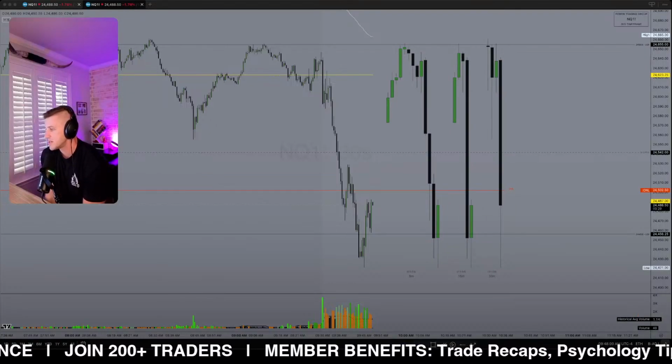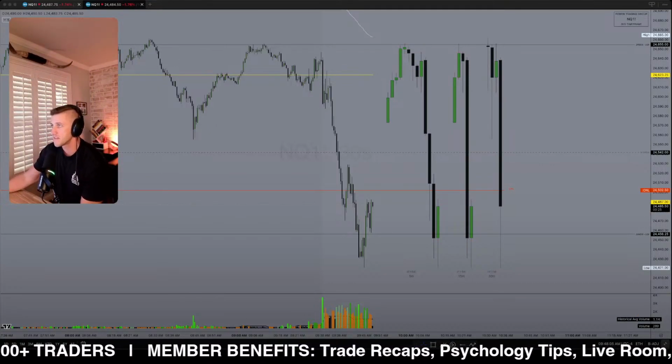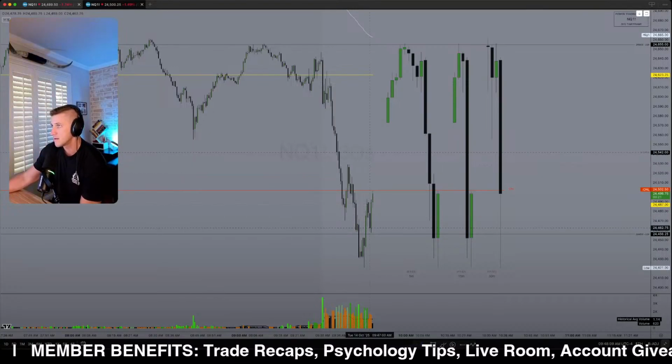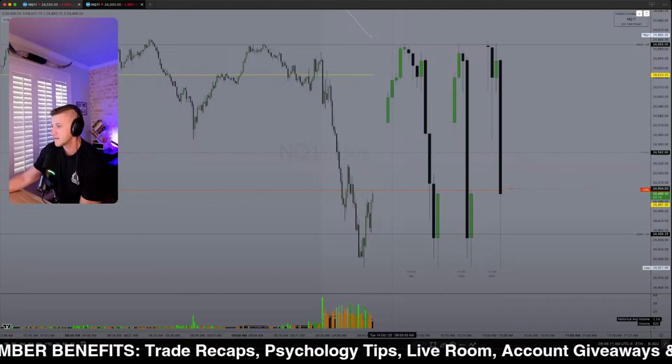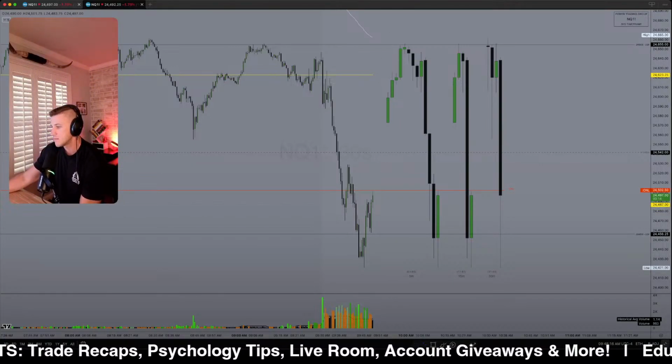So again, just watching intraday structure. We have a pretty significant lower high right through here at 530. But you may start seeing a shift here if buyers can reclaim overnight low.